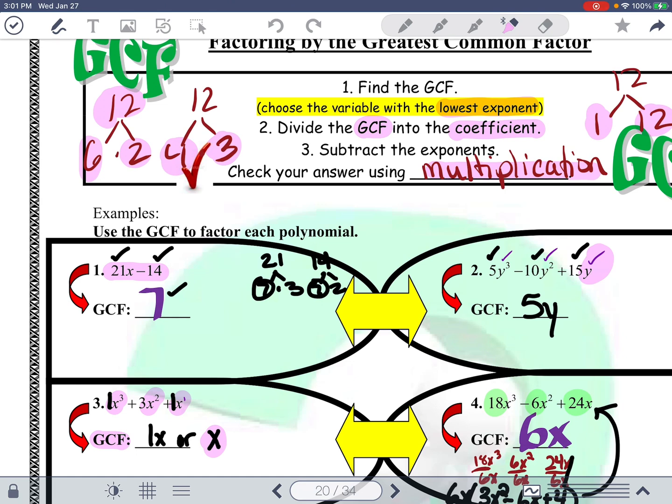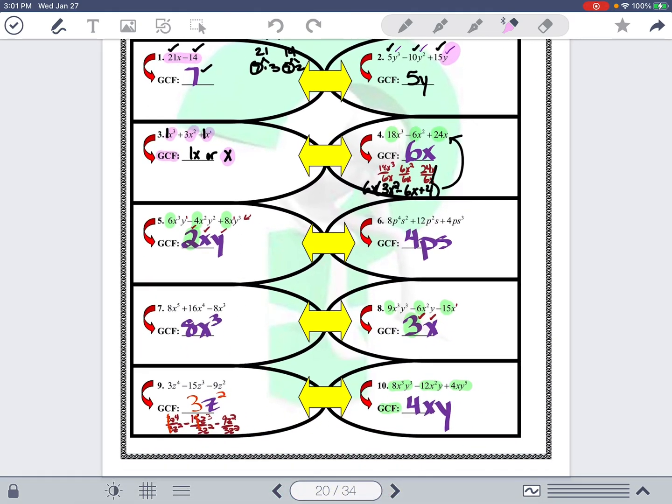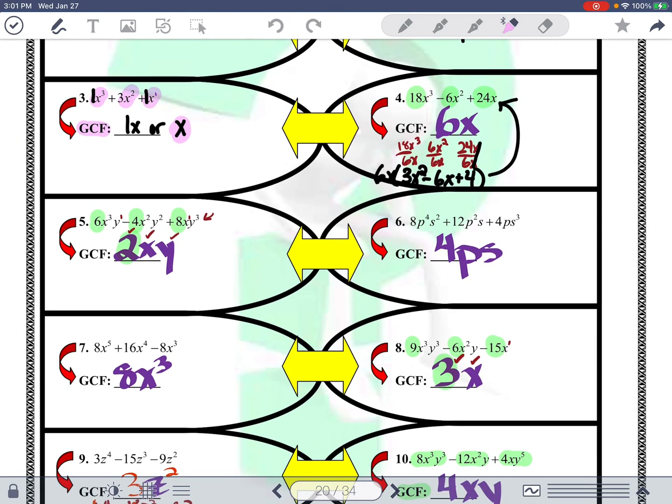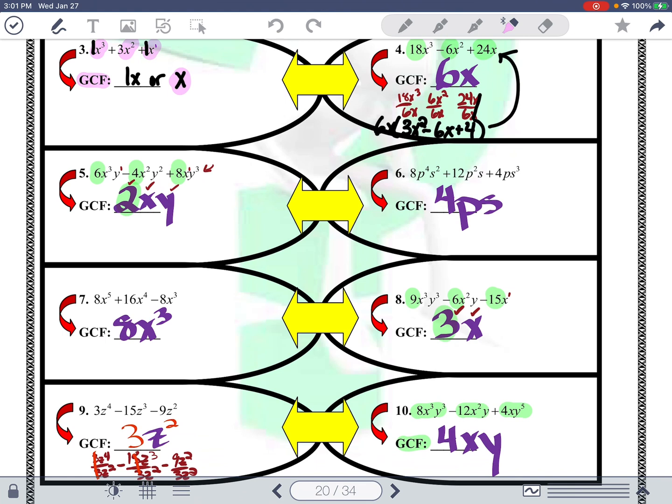You can check your answer by dividing by that greatest common factor, and then multiply them back together, okay? So I'm going to give you all the answers to these. They're all right here. You could hit pause and then look to see if you did this right, okay?